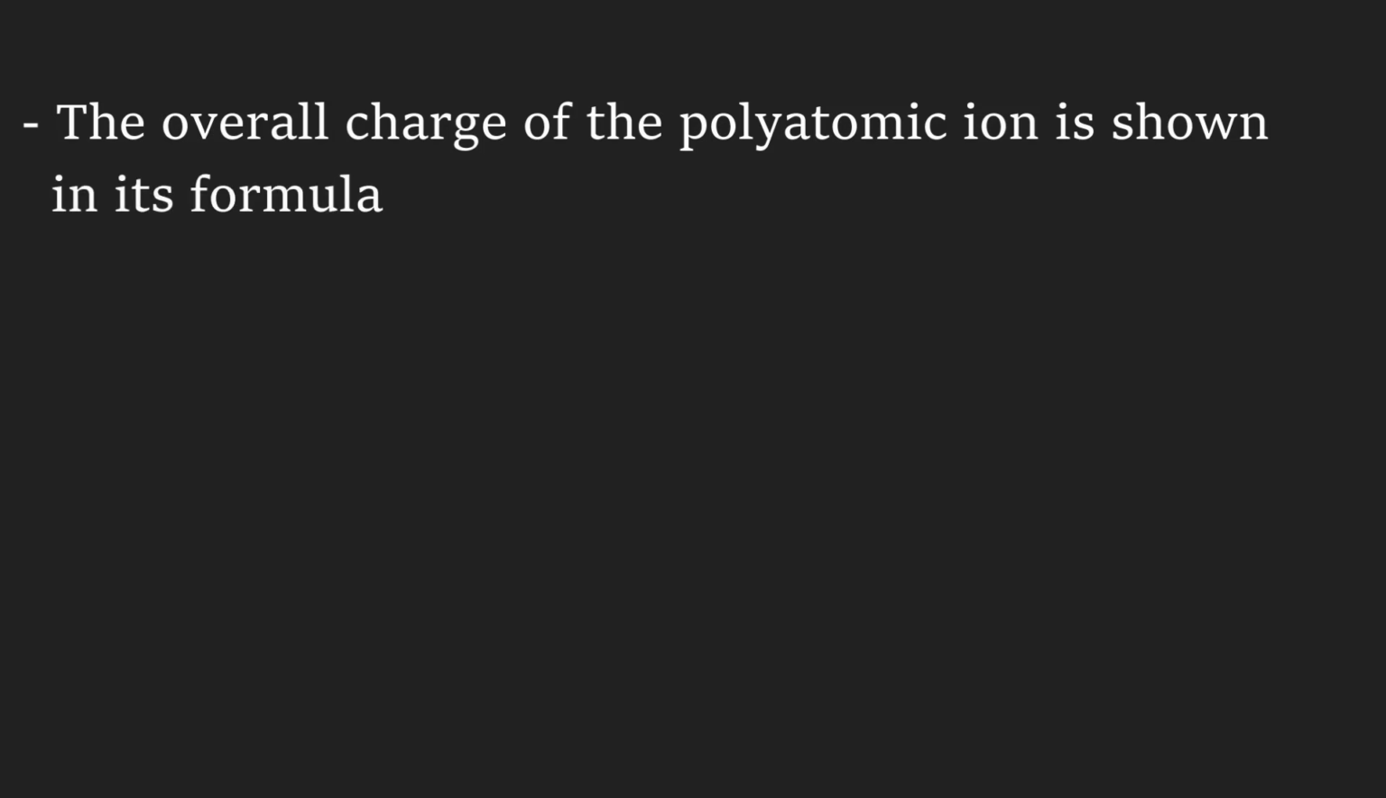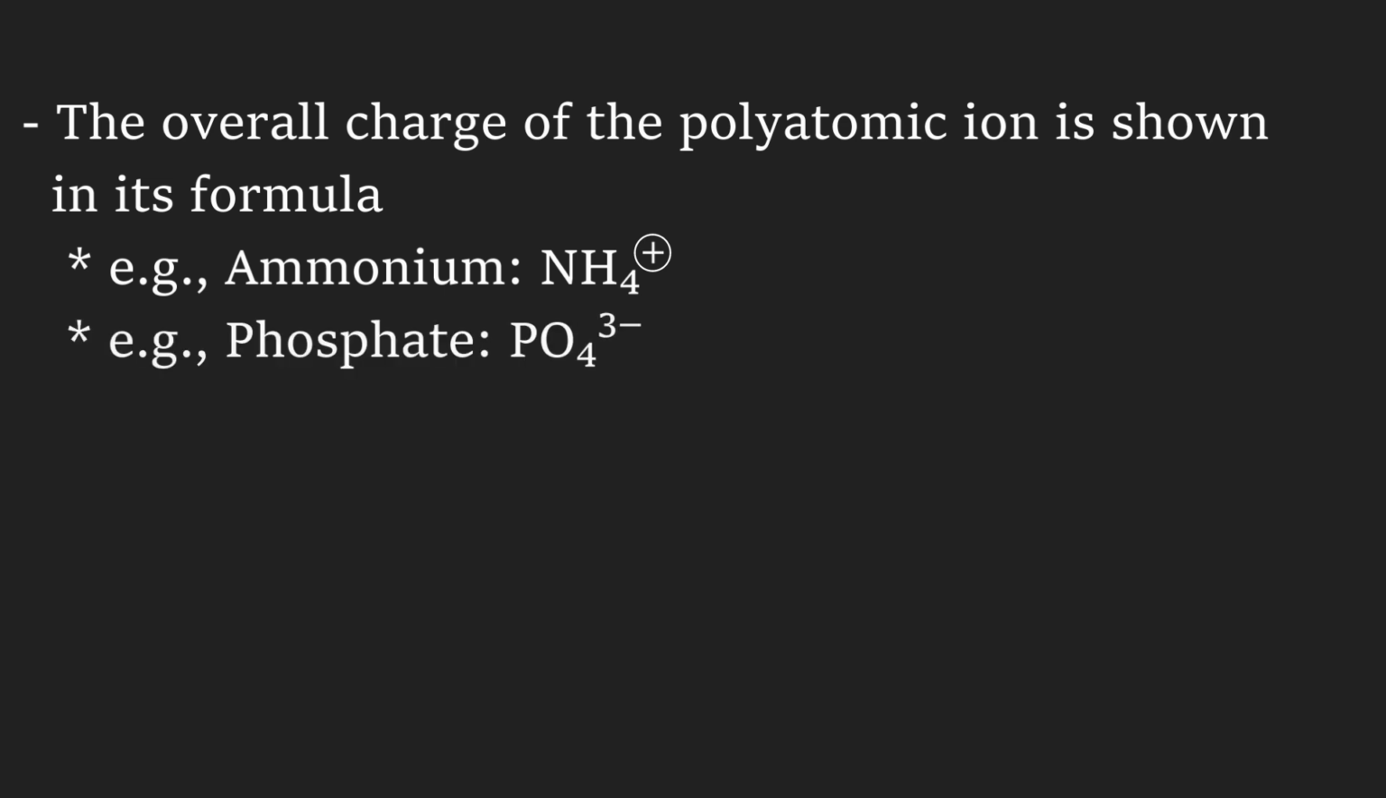Finally, the overall charge of the polyatomic ion is shown in its formula. For example, the ammonium ion is written as NH4+, where the plus sign shows that it has a positive charge. Phosphate, on the other hand, is written as PO4 3-, where the negative sign shows that it has a negative charge. Again, if you want a more detailed explanation of naming rules, please refer to our video that explains this.